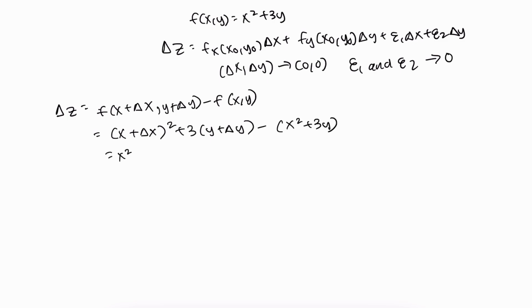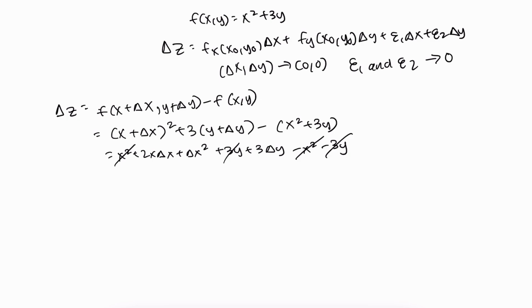So we get x squared plus 2x delta x plus delta x squared plus 3y plus 3 delta y, minus x squared minus 3y. So these cancel out, and we're left with 2x delta x plus delta x squared plus 3 delta y.